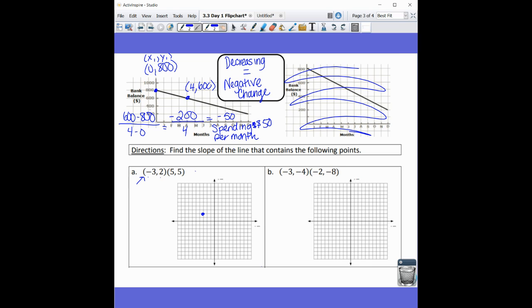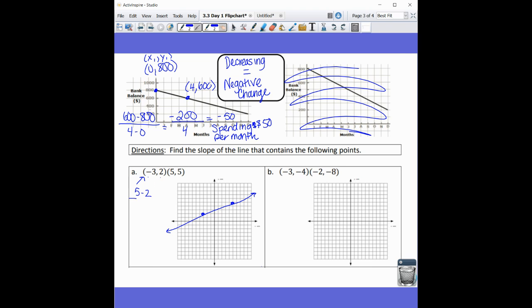Plot your second point. 5, 1, 2, 3, 4, 5. And then as best you can, connect your points. You want it to be straight, but maybe it's a little funky. So then you have 2 methods of finding your slope. You can count the squares like we did. You can count your vertical change over your horizontal change, or you could use your formula. Subtract out your x values or your y values.